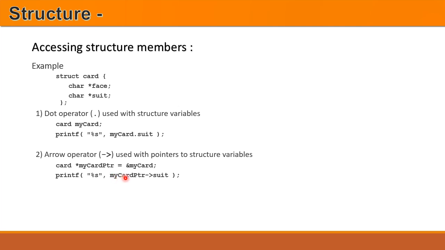How? The mycard pointer, arrow operator and suit, or the mycard pointer, arrow and face, in this way. So mycardptr arrow suit is equivalent to (*mycardptr).suit. This is an indirection operator, and using this indirection operator with the dot operator, we can access the members of this pointer variable.